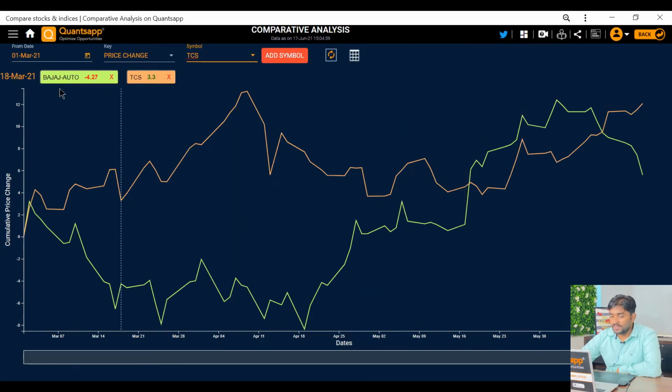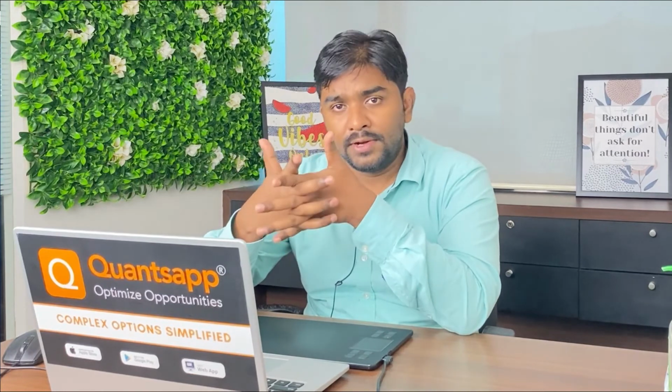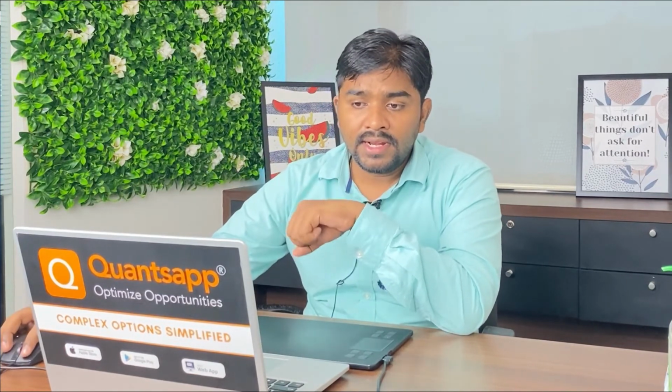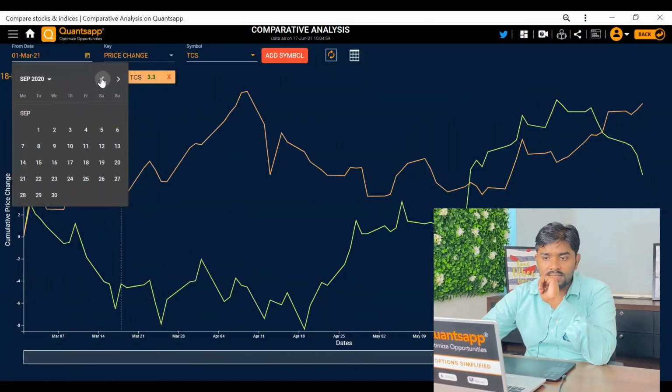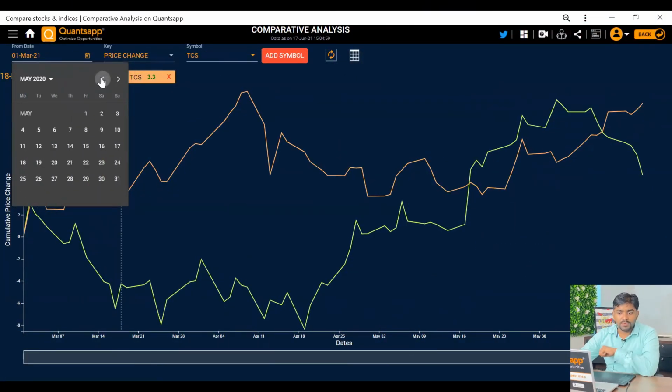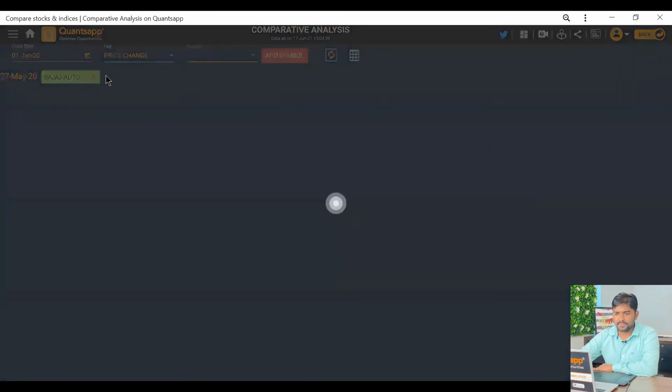Okay, so this particular comparative analysis helps you understand the inherent relationship between any two particular stocks, right? Simultaneously, you can change the date. Historically, you can check from any date, right? Let's say, let's move to probably 1st January. Fine. So you can check the relationship between these two stocks like this. You can add any particular stock that you want.